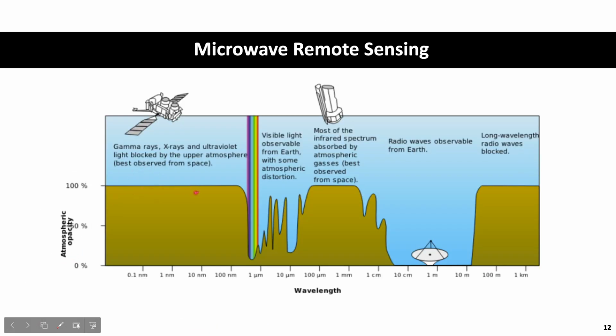So if you see our electromagnetic spectrum, the shaded portions are your absorption areas, and the blue areas are your atmospheric windows. Your microwave region is somewhere here, from let's say 5 centimeters almost to about 10 meters. So you can see you have a very clear window. There is no absorption, which means we will be able to look beyond the clouds as well.